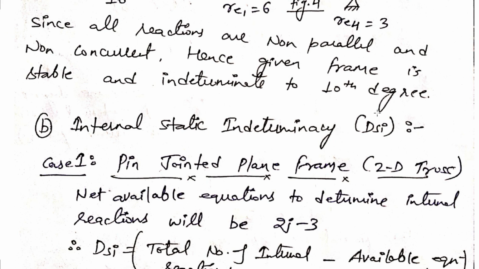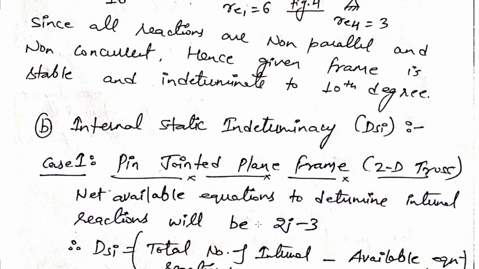So if we are having j number of joints, then the total number of equilibrium conditions will be 2j. Out of these 2j equilibrium conditions, three equations are used to determine external support reactions. Hence the net equations to determine internal reactions will be 2j minus 3. We have to focus here that the net available equations to determine internal reactions will be 2j minus 3.